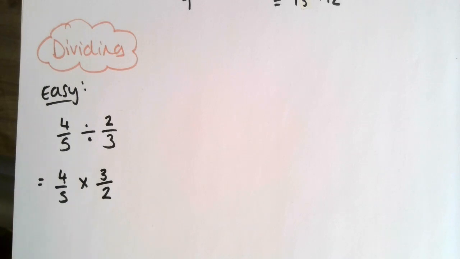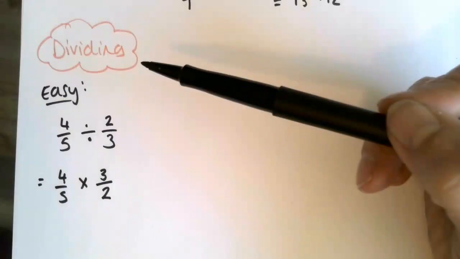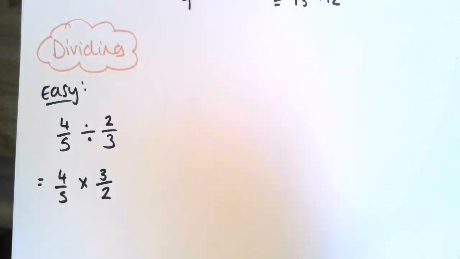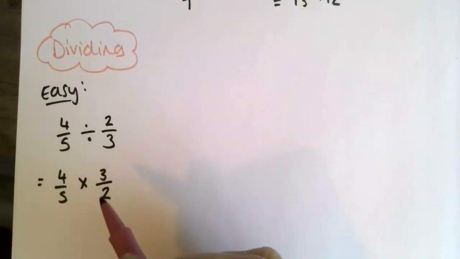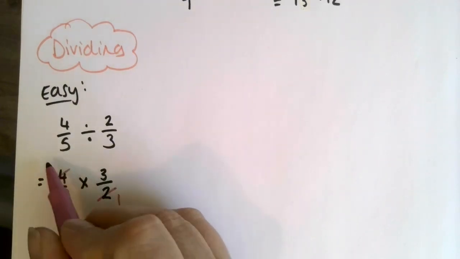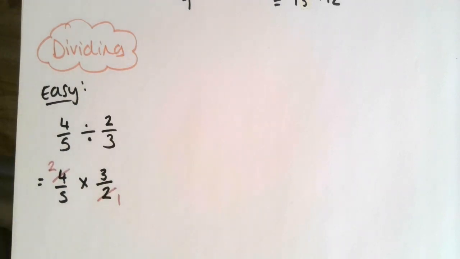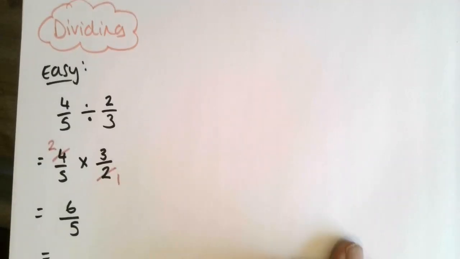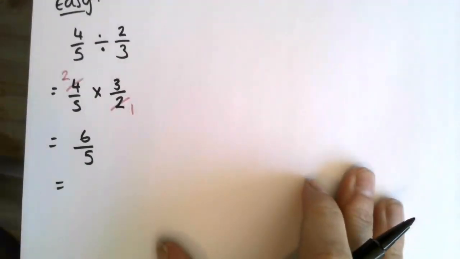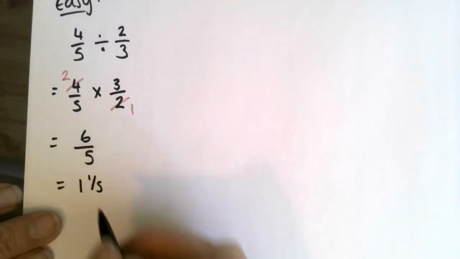Now that we are at the multiplying stage, we look and see, can we cancel anything? You never ever cancel at the dividing stage. It'll mess everything up. So it's only at the multiplying stage that you can start to cancel. So let's see. Yep, we've got 2 and 4. So 2 goes into 2 once and 2 goes into 4 twice. So that's going to become 2 multiplied by 3 gives us 6. 5 multiplied by 1 gives us 5. 6/5 we change back into a mixed number. So that is going to be 1 and 1/5.